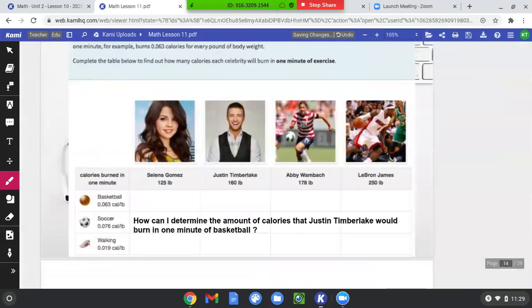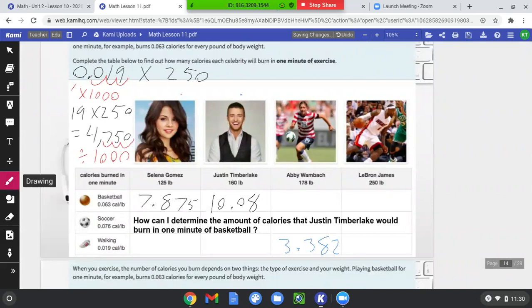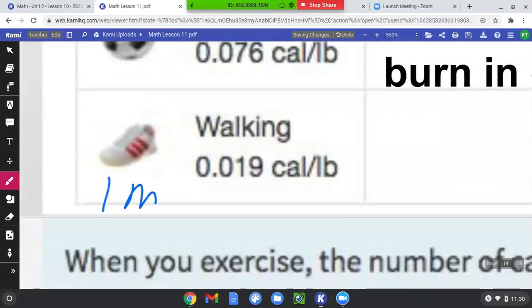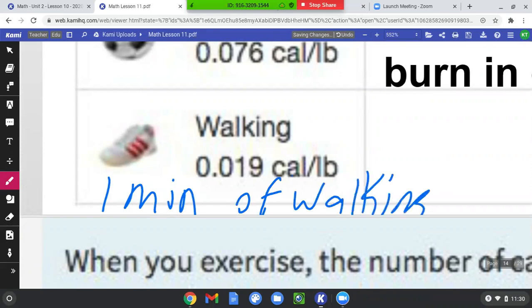LeBron James burned, if he went walking for 1 minute, he would burn 4 calories, 750 thousandths of a calorie for walking 1 minute. Why did he burn more than Abby Wambach? They walked the same distance. They walked the same speed. The only thing that was different, the only thing that changed was the weight. LeBron James weighs more, so he is going to burn more. Because look, our rate, 1 minute of walking, you burn 19 thousandths of a calorie for every single pound.